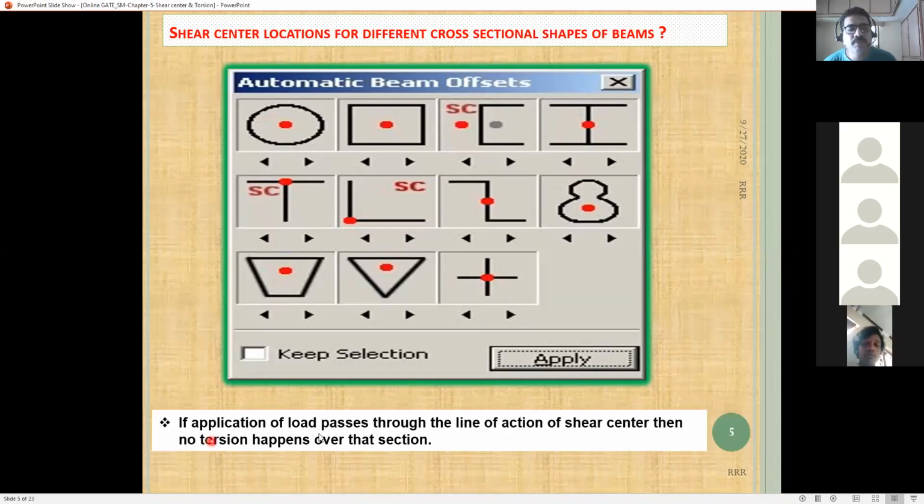But please remember, if a load passes through the line of action of the shear center, then there should not be any torsion over the section. So that is clear. And please remember, sometimes they ask bits like this as theory also. When the load passes through the shear center, there should not be any torsion in the beam.